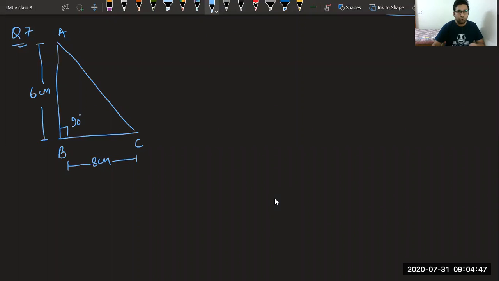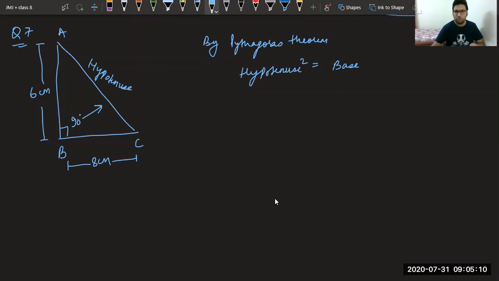This is the hypotenuse. Why is it the hypotenuse? Because it is opposite to the right angle. We can use the Pythagoras theorem. By Pythagoras theorem, we can say hypotenuse square is equal to base square plus perpendicular square. In our case, hypotenuse is AC, base is BC, and perpendicular is AB.